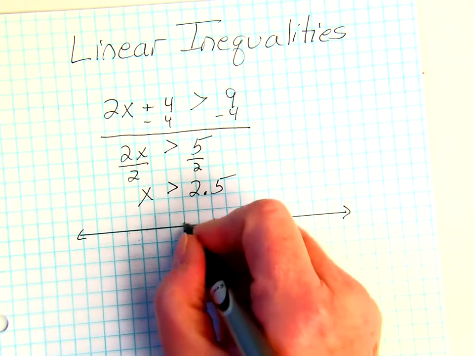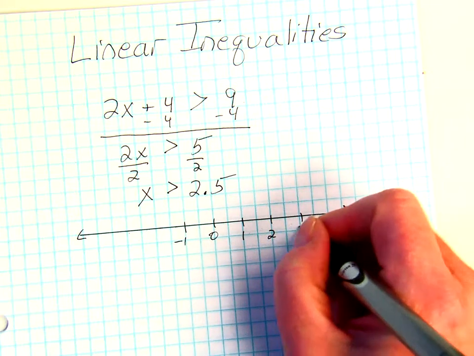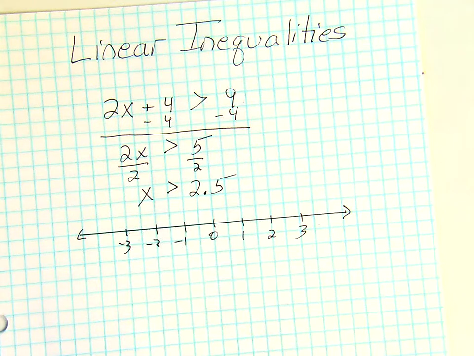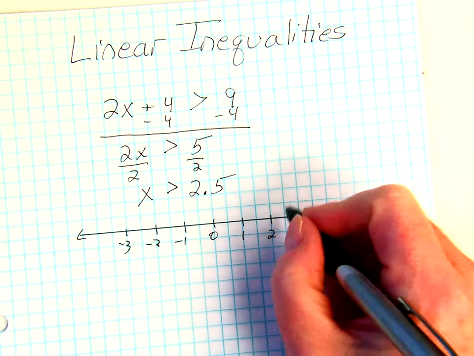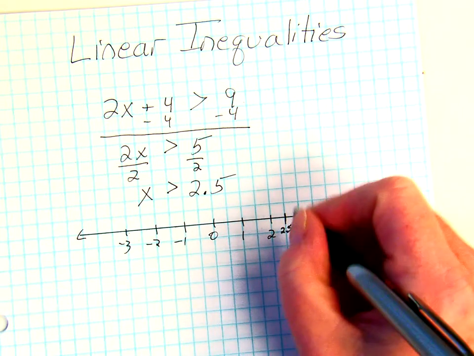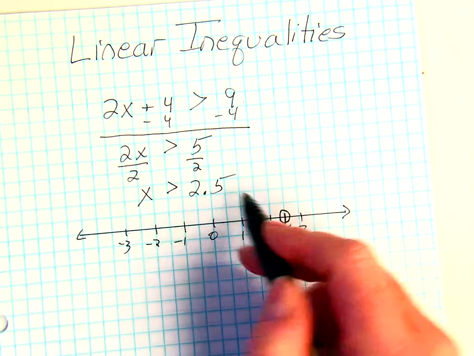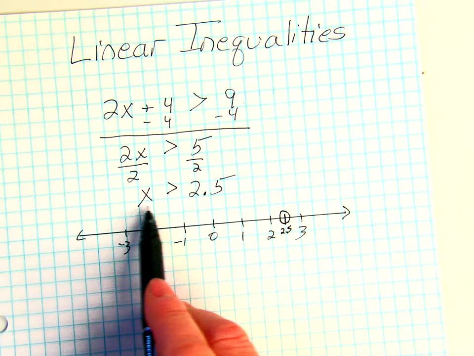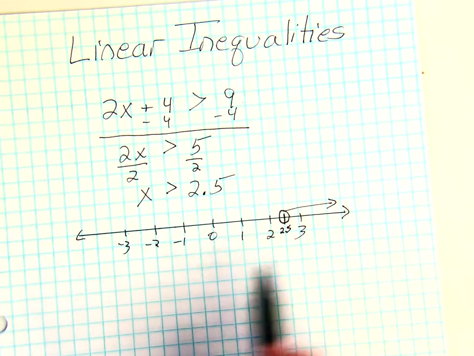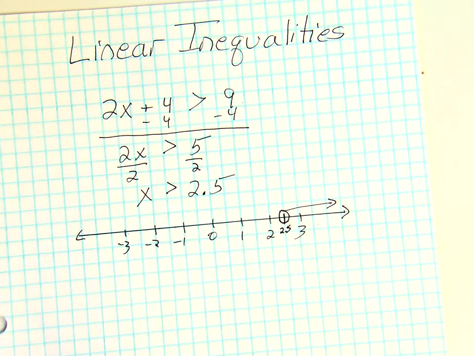So we've got 0 here, don't forget our negative side here, positive side here: 2, 3, negative 2, negative 3. Because it's greater than 2.5, we know that here is our 2.5. It starts here but does not include that. And we have our variable on the left, so our arrow is going to go in this direction because we are going greater than 2.5.